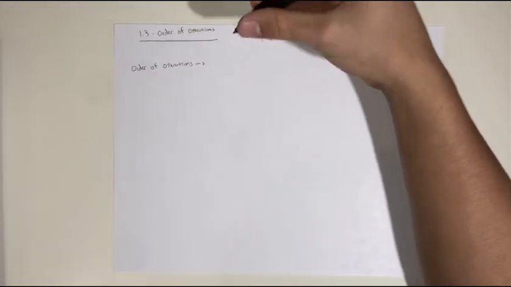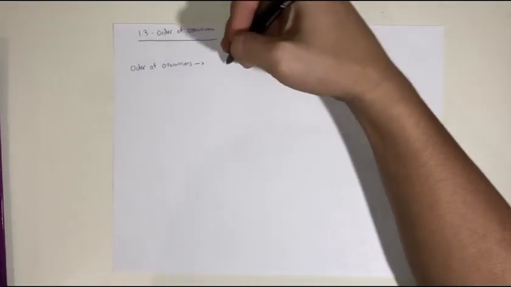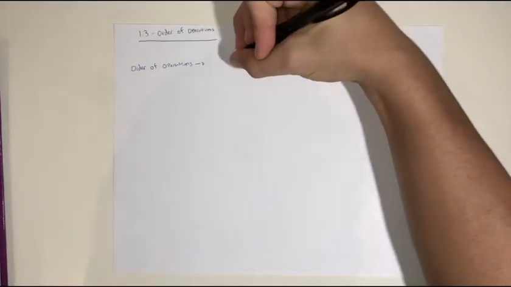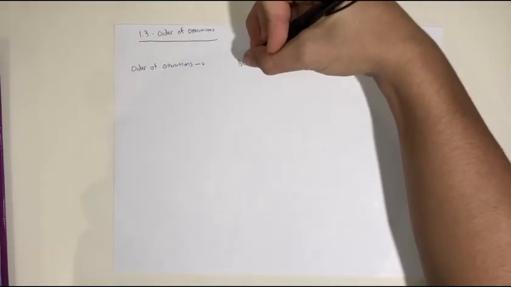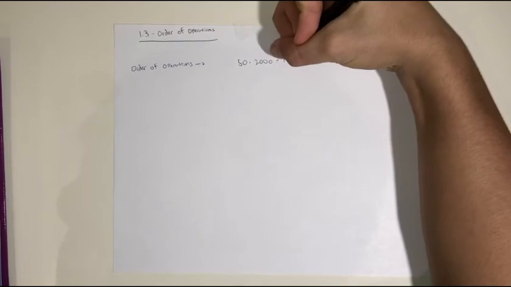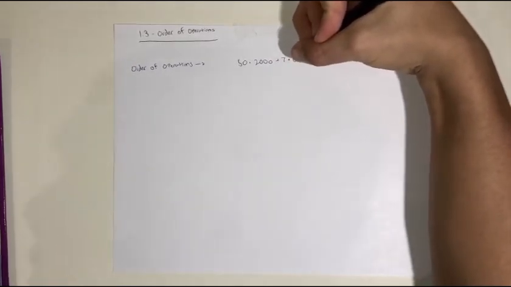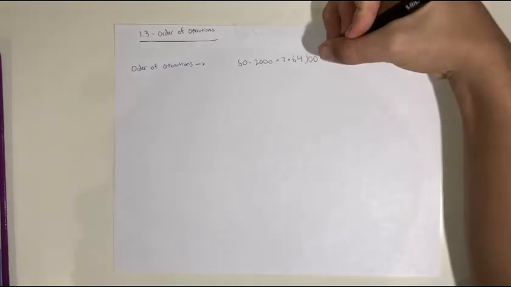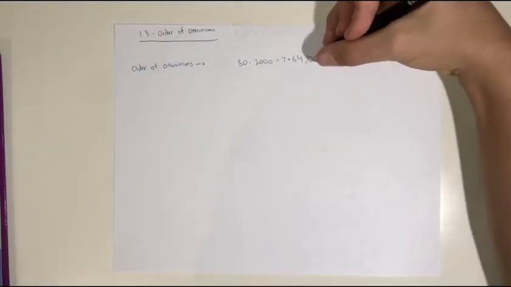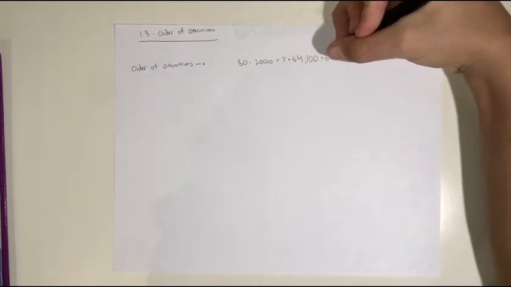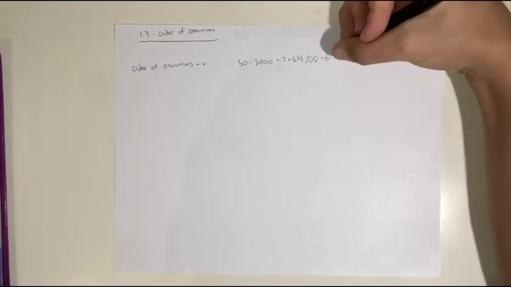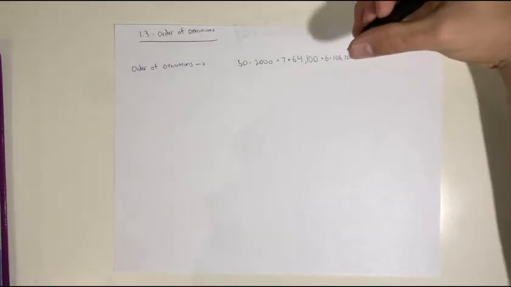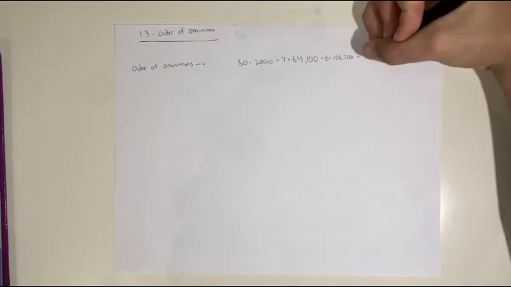So lesson 1.3, order of operations. When we have a very long sequence of numbers, variables, operations, let's say we have 50 times 2000 plus 7 times 64,100 plus 6 times 106,700 plus 198,900.